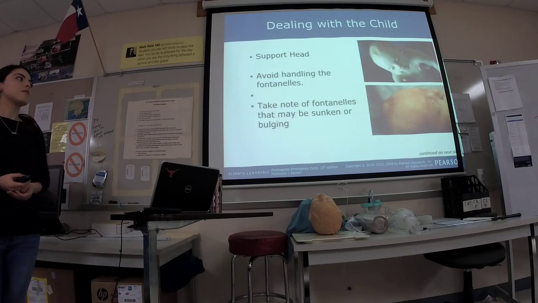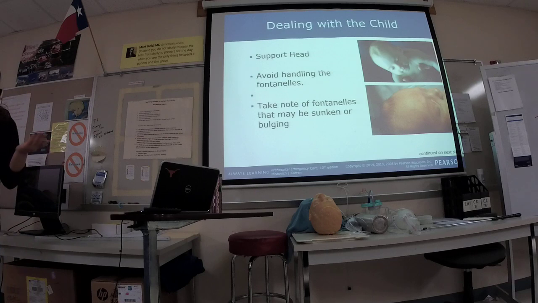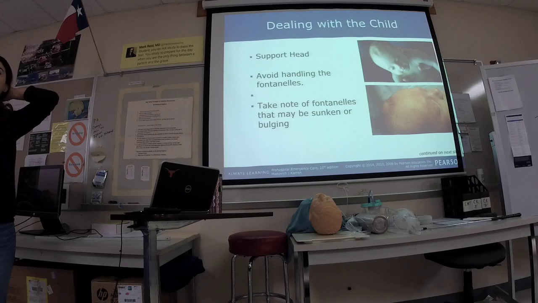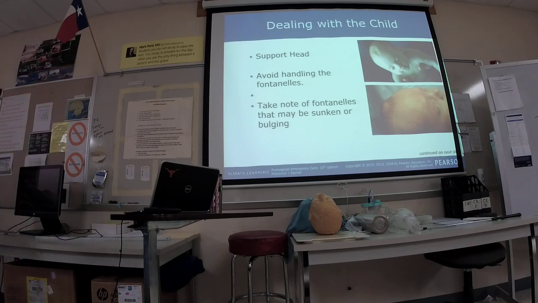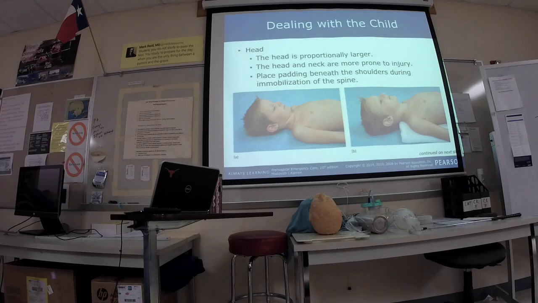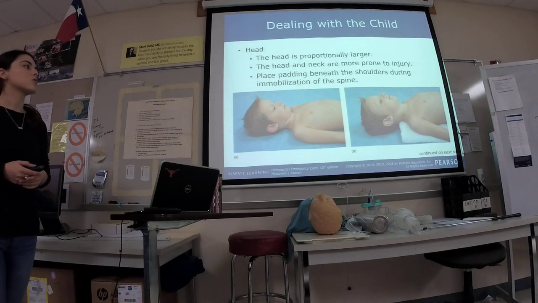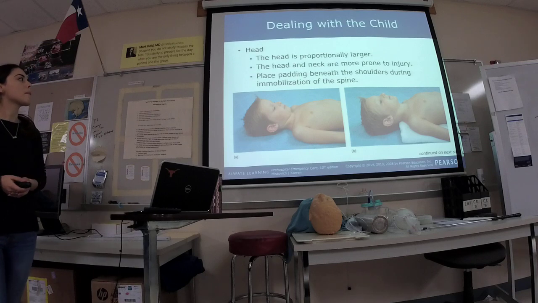So with an infant, we talked about this last time about the fontanelles. They have an anterior and posterior fontanelle. The posterior one closes first, or goes away first, and then the anterior one remains there until about 1 year of age. So avoid handling those. Be very careful with the head. Always support the head of a child. Like we said before, put a towel underneath the child's shoulders to keep their airway open.